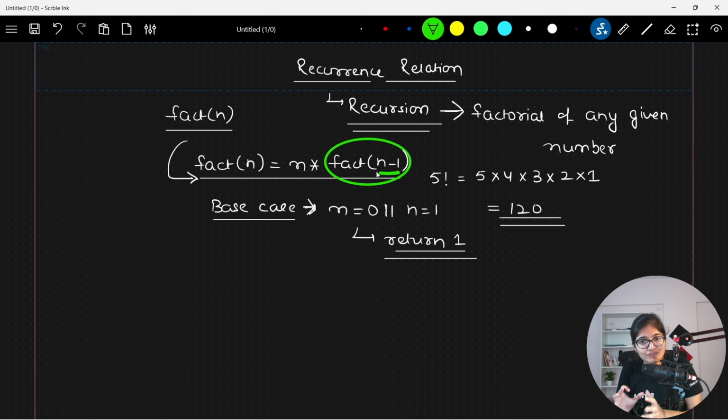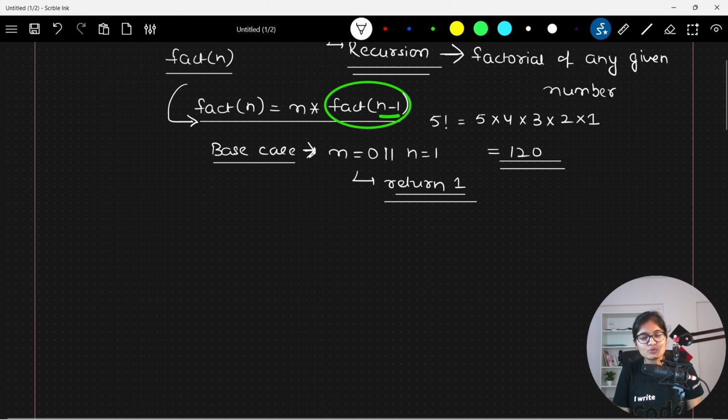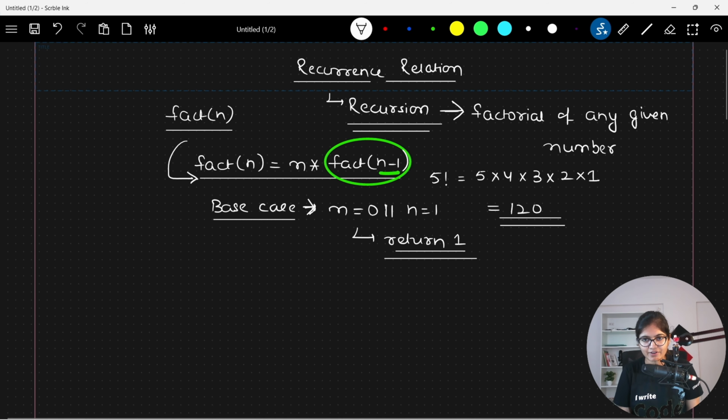Now, for every recursive code, you will make some sort of recurrence relation where you will have a term which is repeated as T of something, right? So now I'll try to write the recurrence relation for you all, and then we will try to solve it, seeing how, given any recurrence relation, we come up with a solution to find out the time complexity.